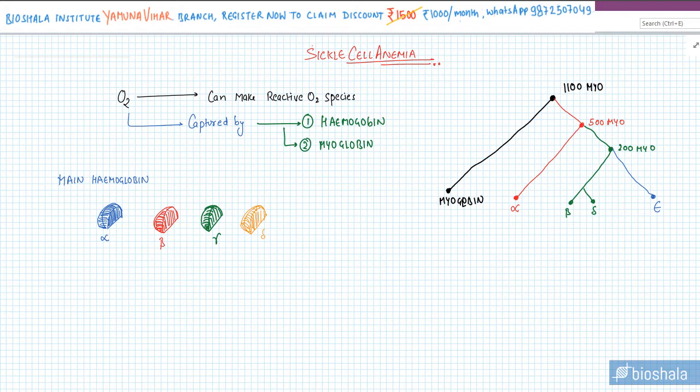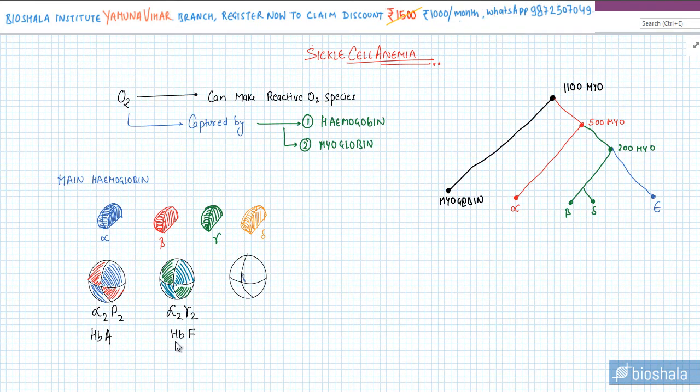Myoglobin is just one polypeptide chain, while hemoglobin is made up of 4 polypeptide chains. It's a quaternary structure, so different permutation combinations of alpha, beta, gamma can give us different kinds of hemoglobin. You have heard about hemoglobin A. A stands for adult hemoglobin. If 2 alpha chains and 2 beta chains come together, they make HbA, which is adult hemoglobin. On the other hand, if 2 alpha chains and 2 gamma chains come together, it makes HbF, which is known as fetal hemoglobin.